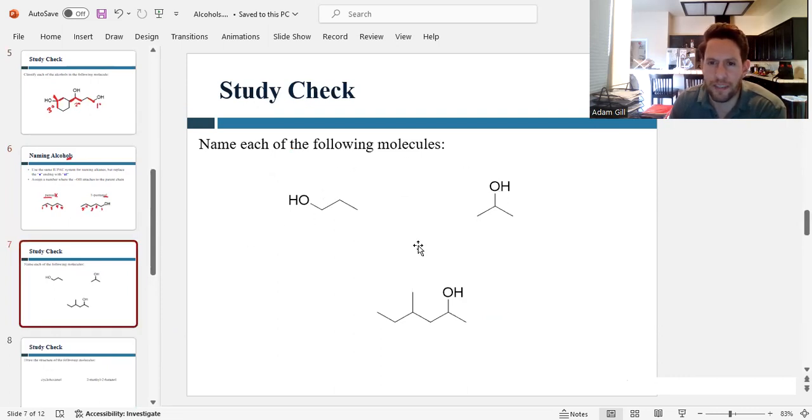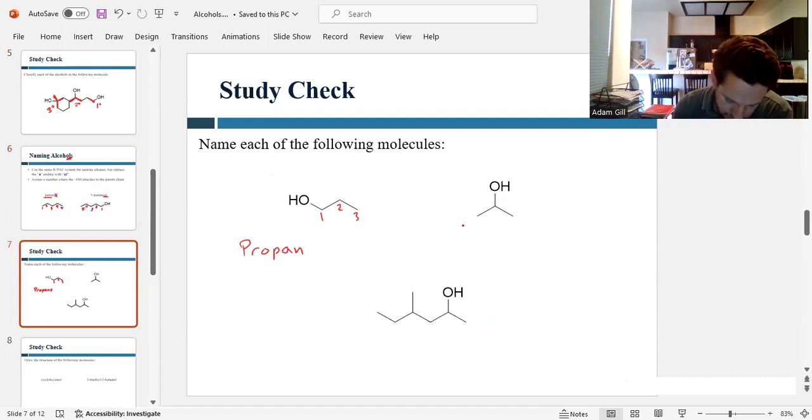All right, let's practice naming these. So this one here on the top left has 3 carbons in the parent chain. And so we would name that propane if it was an alkane, but we're going to drop the E. We're going to add OL, so propanol. And the OH is attached to carbon number 1. So this is 1-propanol.